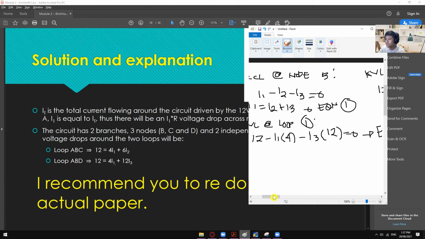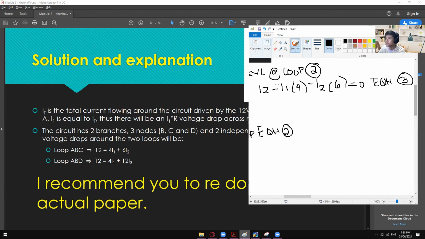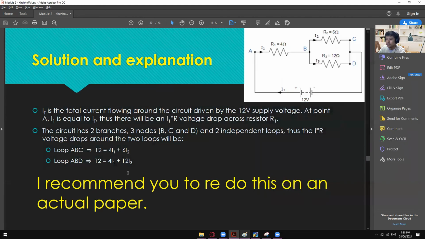And then for the second equation, the outer part, we have here 12, which is already transposed on the other side. And we have here negative I1, 4, which is correct, and then negative I2, and then 6. This one is just already transposed on the other side, so that's the reason why this one is already positive. But anyway, we have these equations right here.